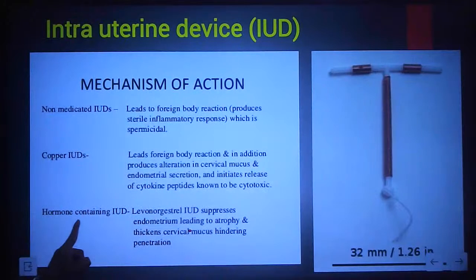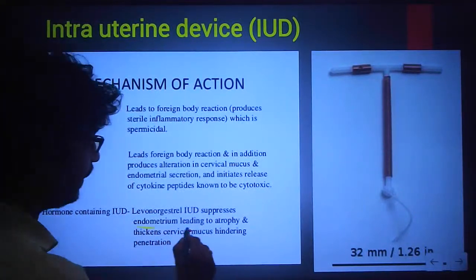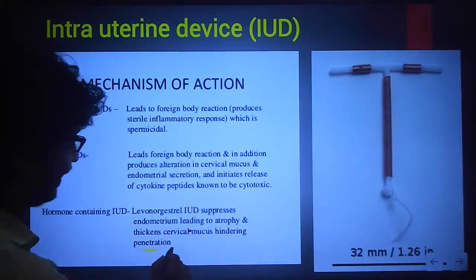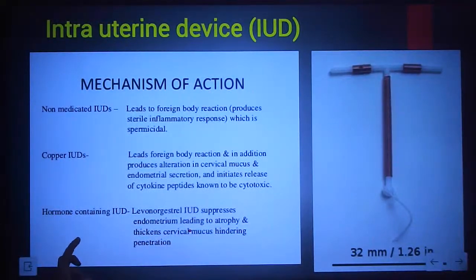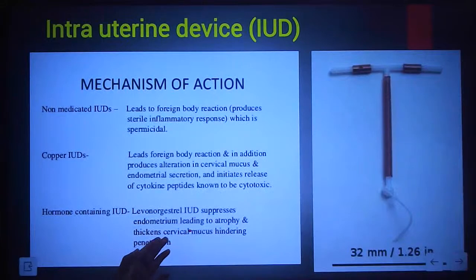Then you take the hormone containing IUD. It suppresses the endometrium, leading to atrophy, and thickens the cervical mucus, hindering penetration. So this is the action behind the hormone containing IUD. Examples: LNG20 and also Progestasert. These are the classical examples.